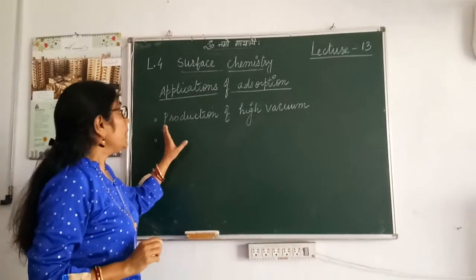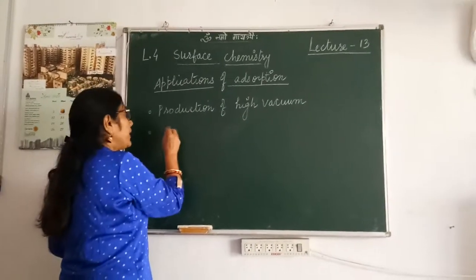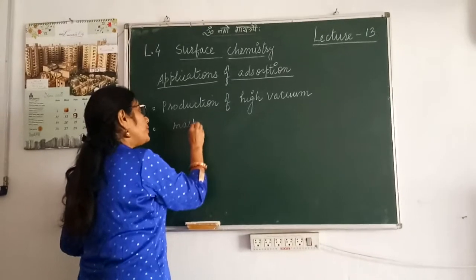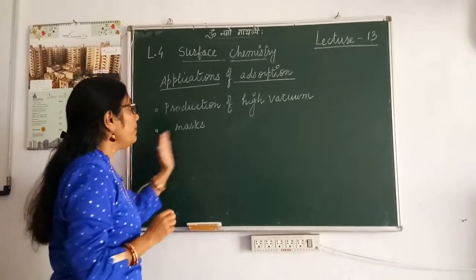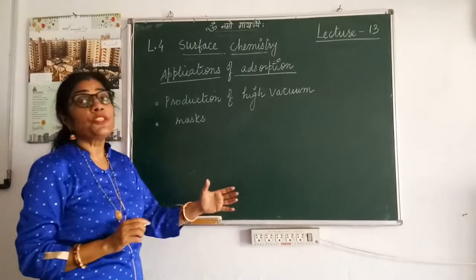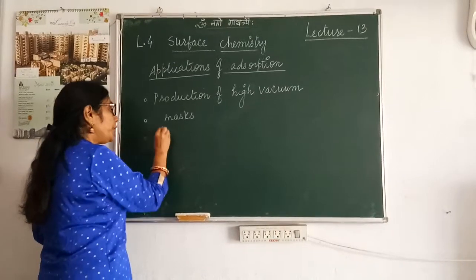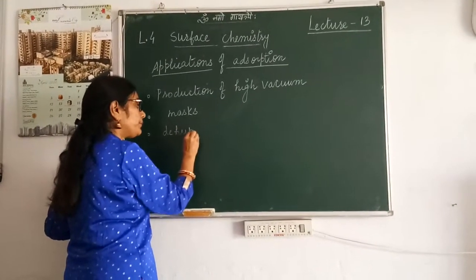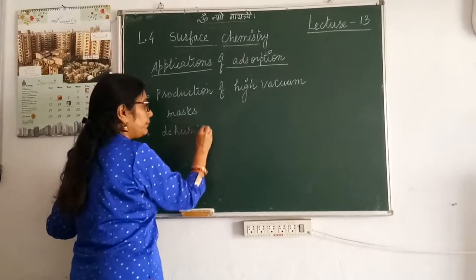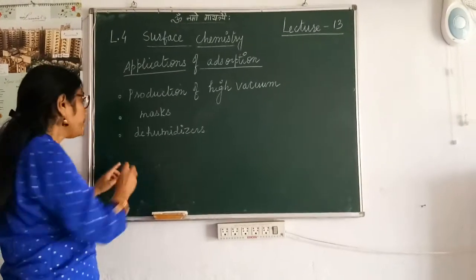So the first application is production of high vacuum. Then, as I said, it is used for the mask, for the mines people, they use a mask, and the mask is made up of charcoal. So charcoal is used as an adsorbent. Dehumidifiers, like silica gels and so on.